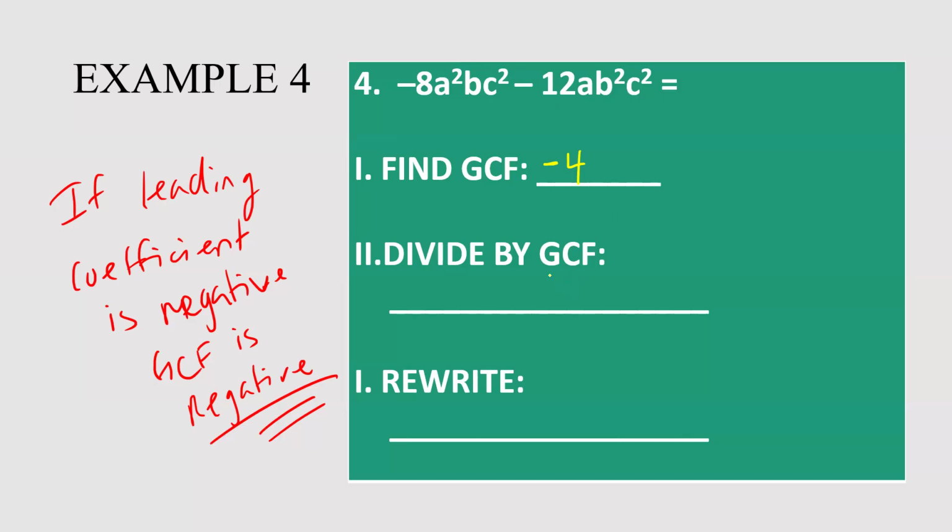Okay, because you have multiple variables, you're going to look at each variable and compare. We have a squared, a to the 1, which is smallest. A to the 1. We have b and b squared, which is the smallest. B. We have c squared and c squared. They're the same, so they're both in common. Was that terrible? Yep. Okay, now you're going to divide. So you're dividing both terms by -4ab squared.